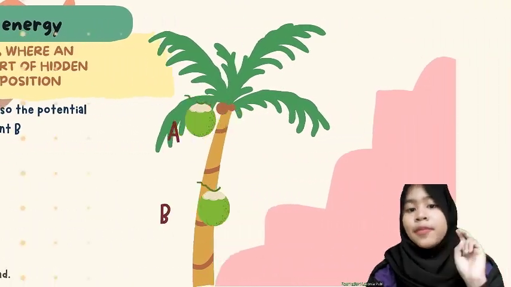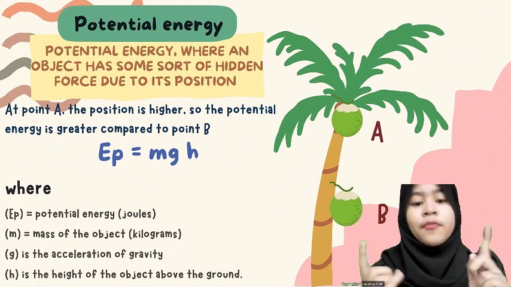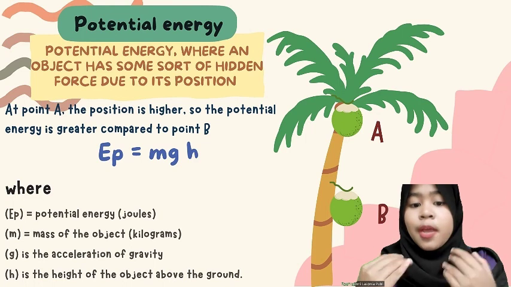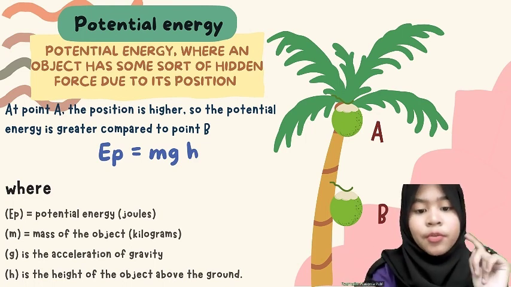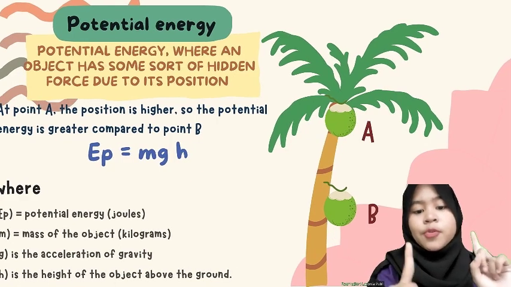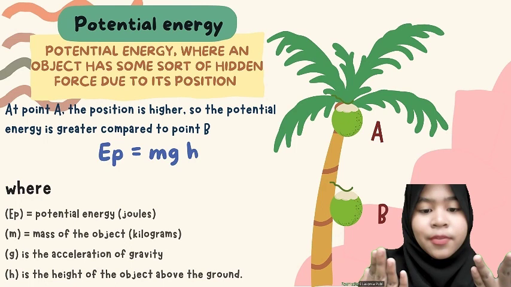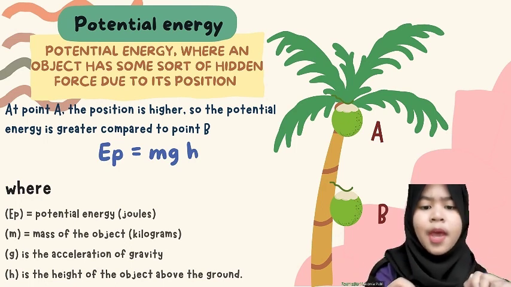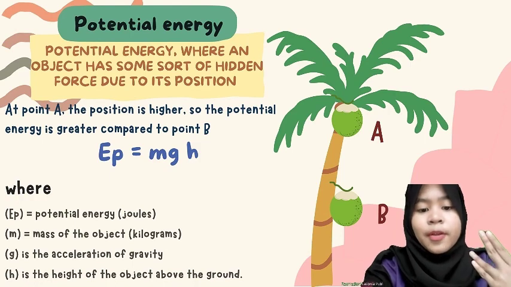Now we begin the second one, potential energy, where an object has some sort of hidden energy due to its position. Imagine when the coconut falls from the tree, it has potential energy too, due to the difference between position A and position B. At position A, the position is higher, so the potential energy is greater compared to point B.